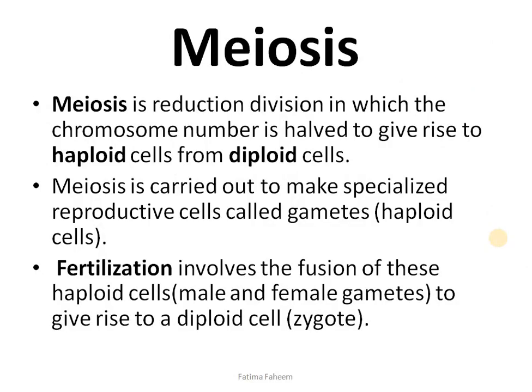The next kind of cell division is meiosis. It is also called reduction division because the chromosome number is reduced to half in daughter cells compared to the parent cell. It is carried out to make specialized reproductive cells called gametes. These gametes are haploid, that is, they contain half the number of chromosomes compared to the parent cell. Fertilization is a process which involves the fusion of these haploid cells, the gametes coming from male and female, called male and female gametes, to give rise to a diploid cell that would be named the zygote.